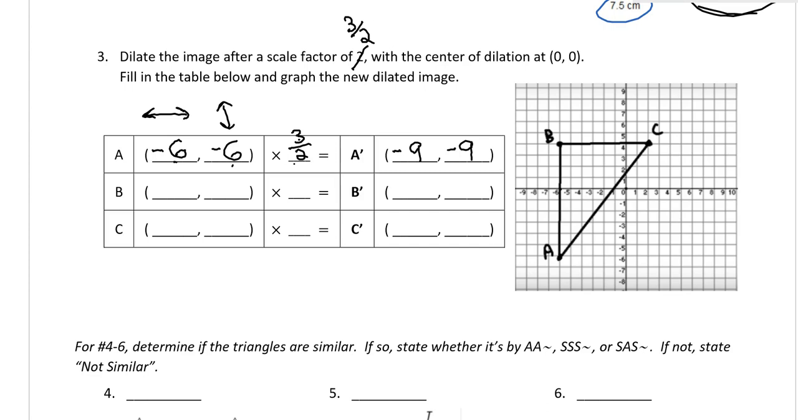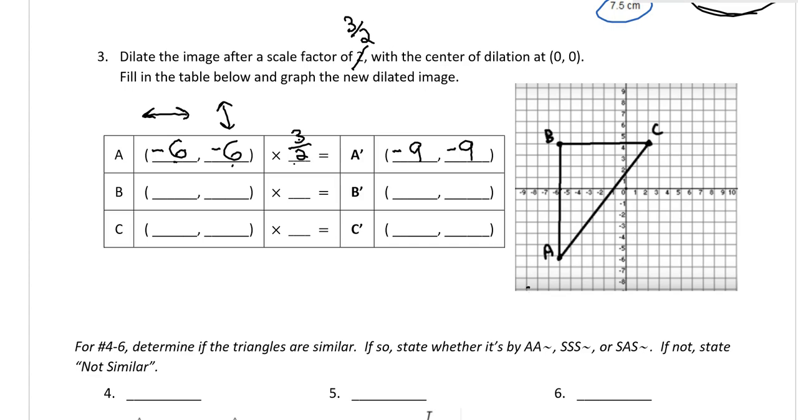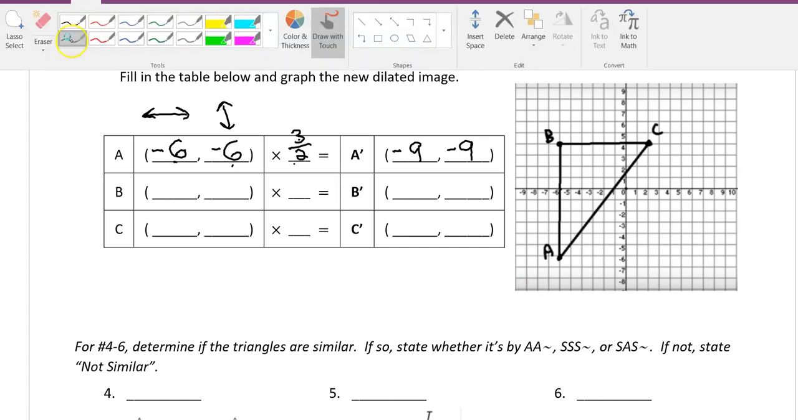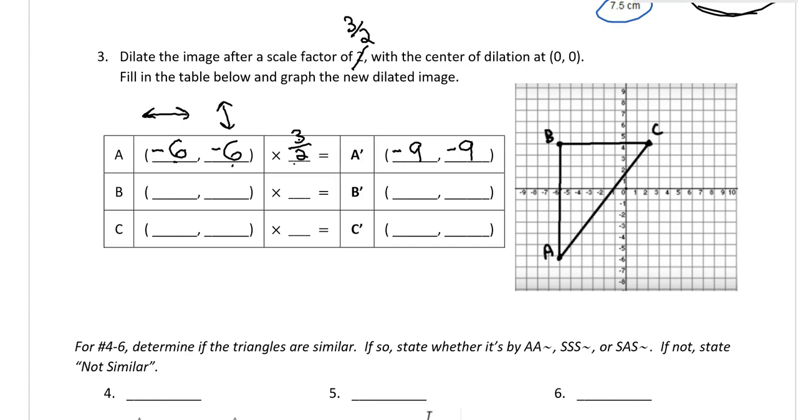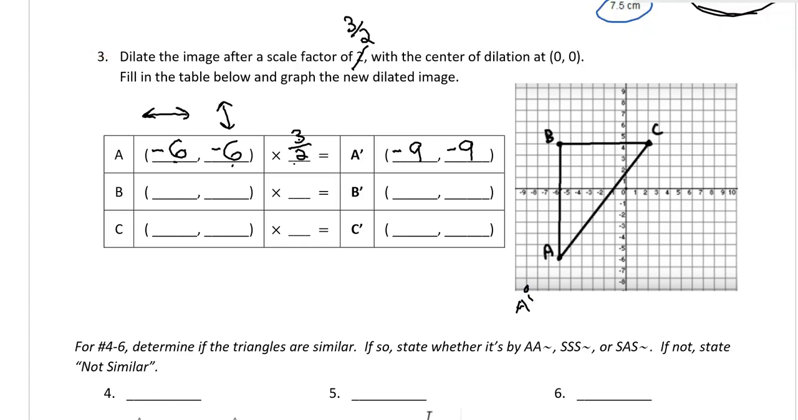Okay. So I'm going to go -9, -9. There is my point A. Let me draw. Here we go. A prime. Okay, so to make that change, just because, again, if we did times 2, it wouldn't fit. So I just made it a little smaller.